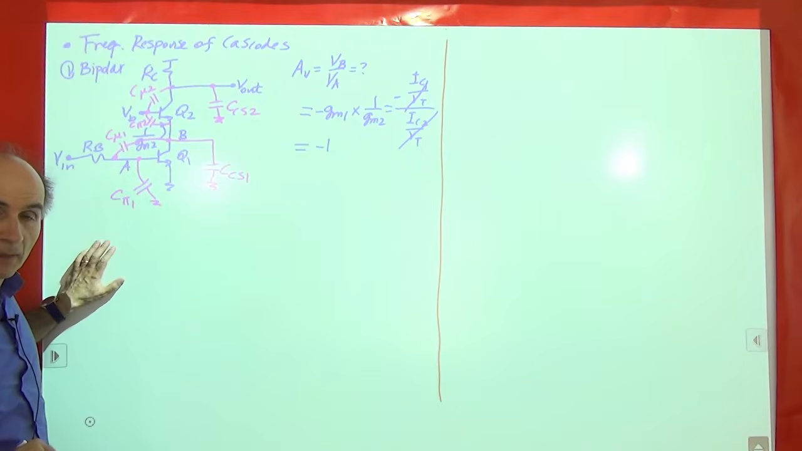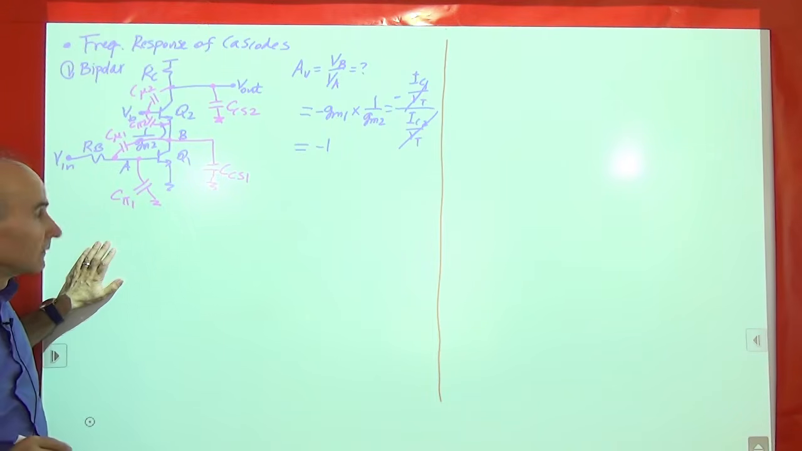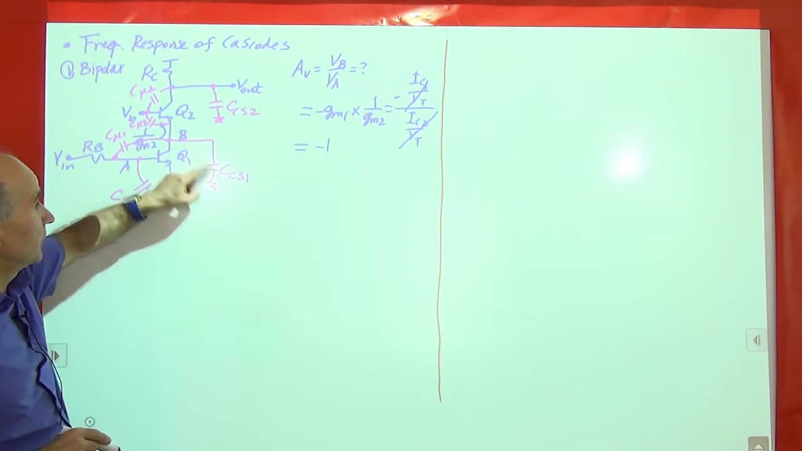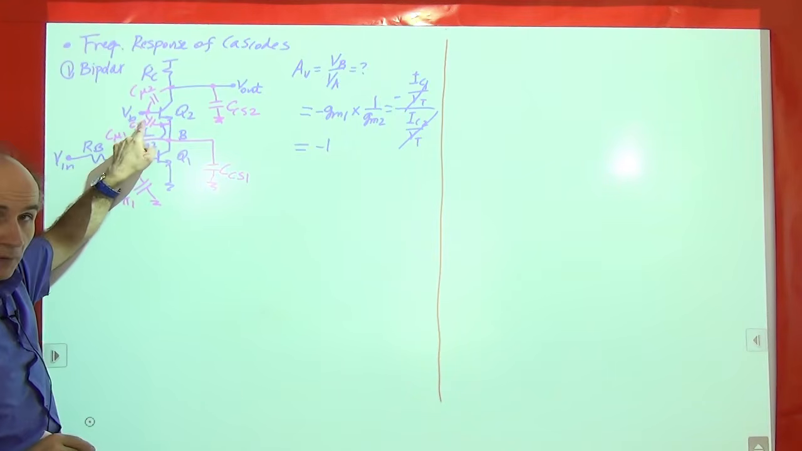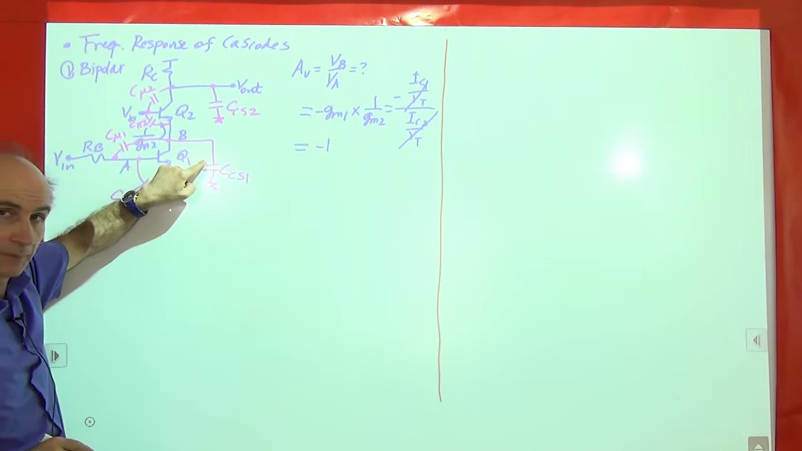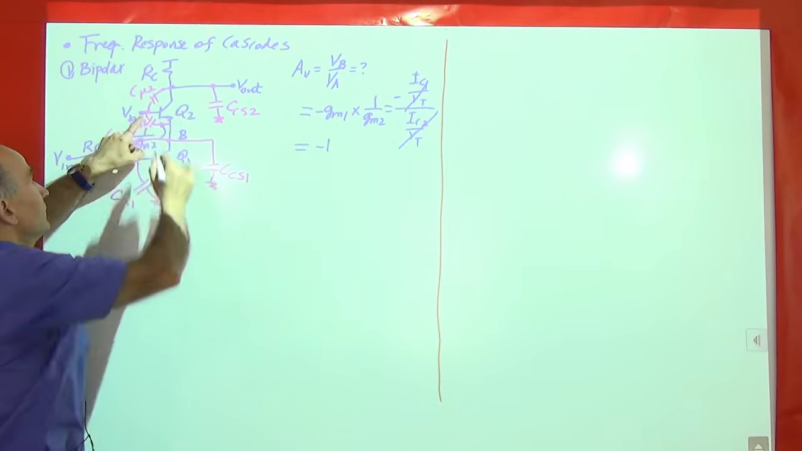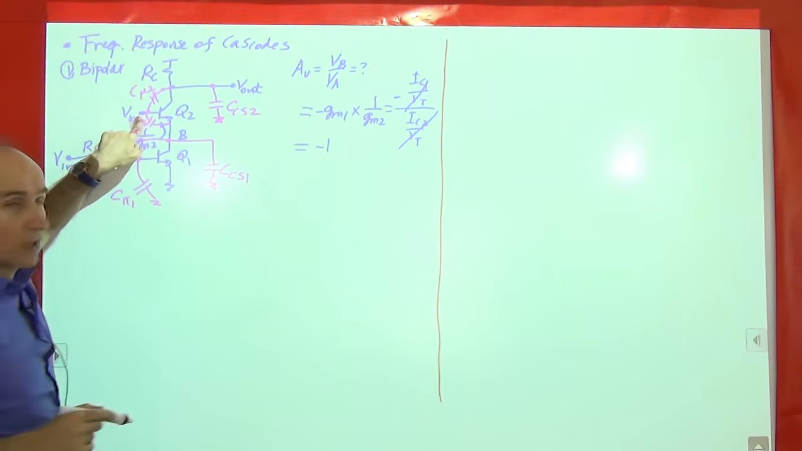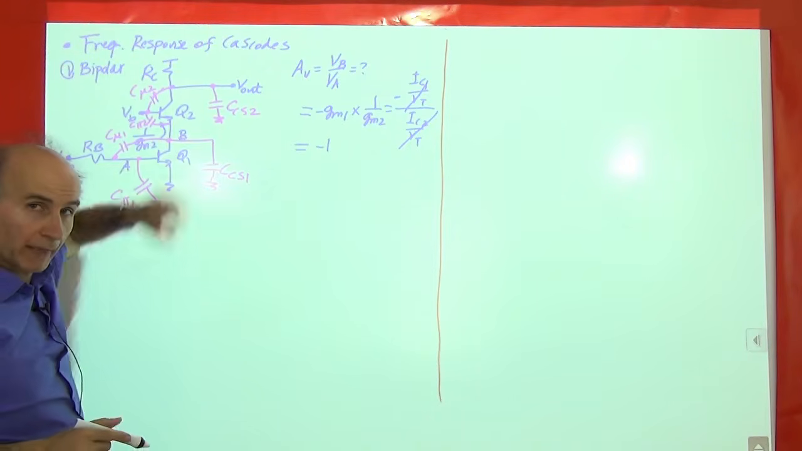Okay? All right. Which one of these caps can be combined? CCS1 goes from B to ground. C pi 2 goes from B to ground. So these two are combined. At the output node, C mu 2 goes to AC ground because VB doesn't change with time. CCS2 also goes to AC ground. So these two add too.